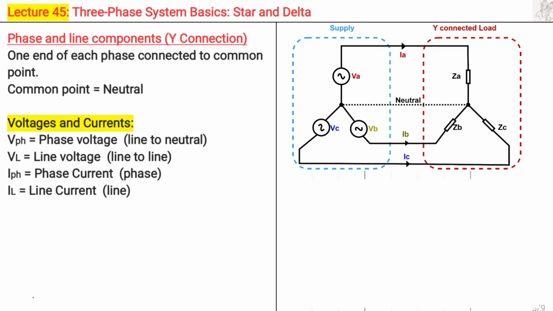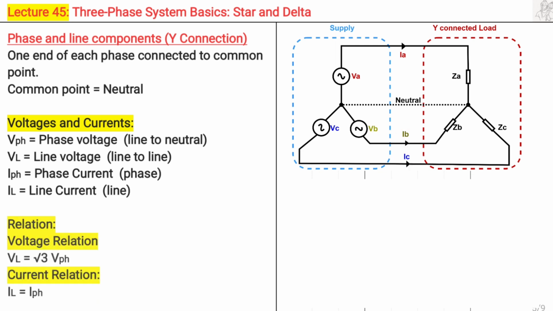Similarly, line current is the current which flows through the line. So this IA will be the line current flowing through line A, IB will be the second line current, and IC will be the third line current. Now let's establish the relation between phase and line components.